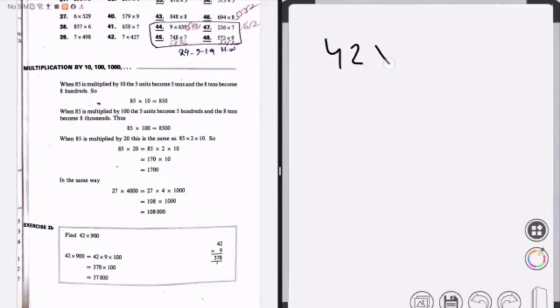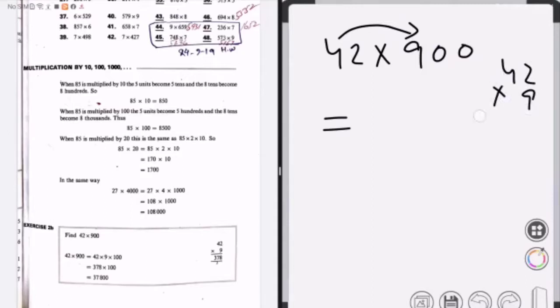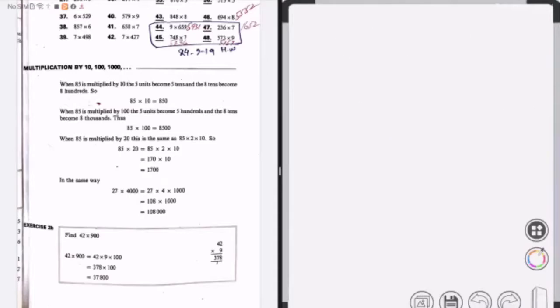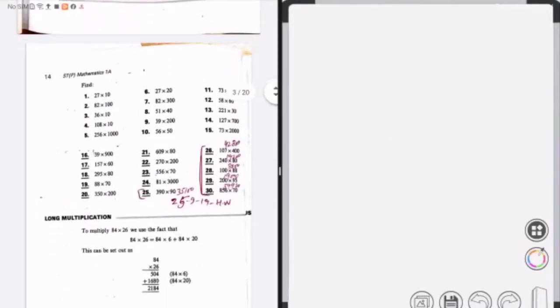Example, 42 multiplied by 900. So just multiply 42 by 9. When you multiply 42 by 9, it will become 378. So write this 378 here. And how many zeros are there? 2 0. Write 2 0. So it will become 37,800 answer.